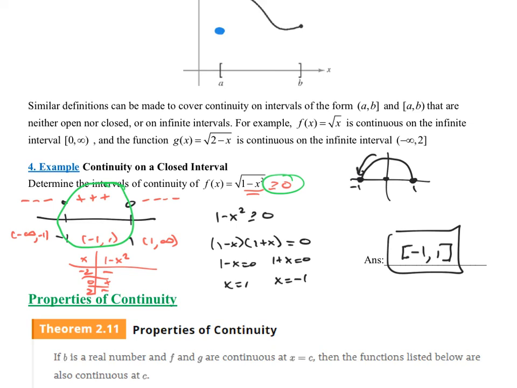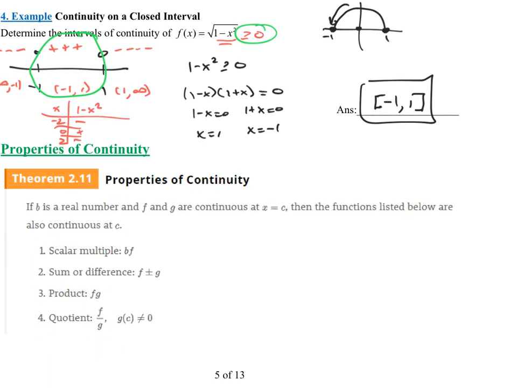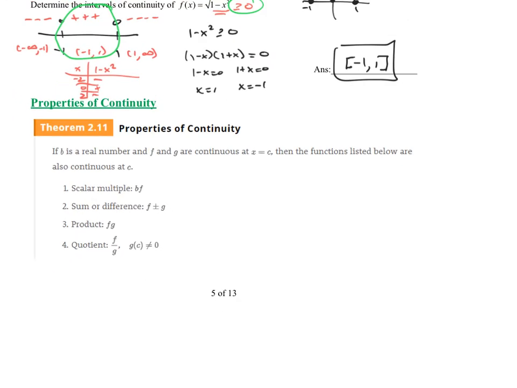So let's look at properties of continuity here. Properties of continuity. It says if b is a real number and f and g are continuous at x equals c, then the functions listed below are also continuous. We can multiply by a constant. We can add or subtract them. We can multiply them, or we can divide them as long as the denominator is not equal to 0.